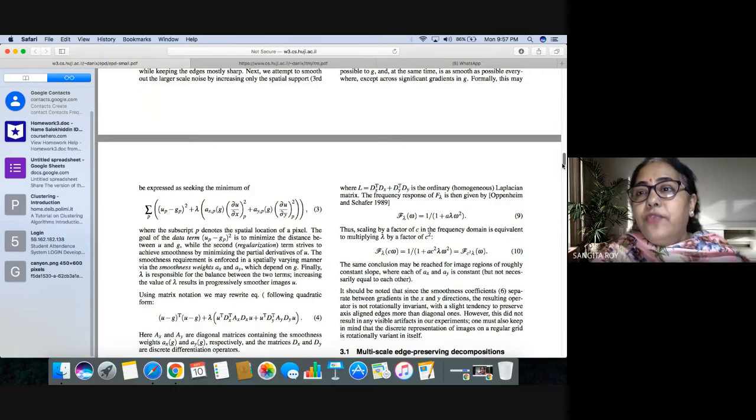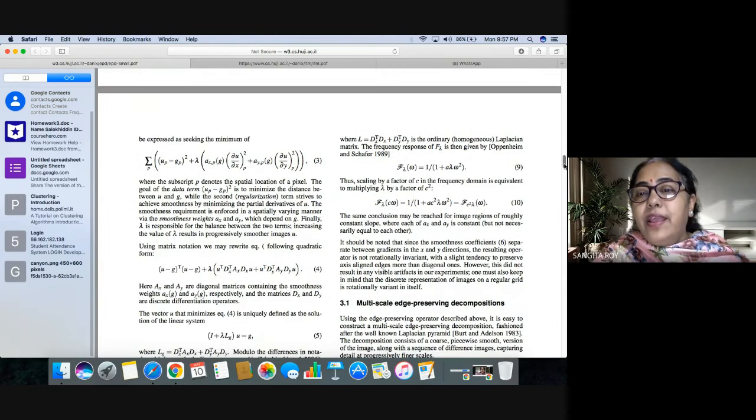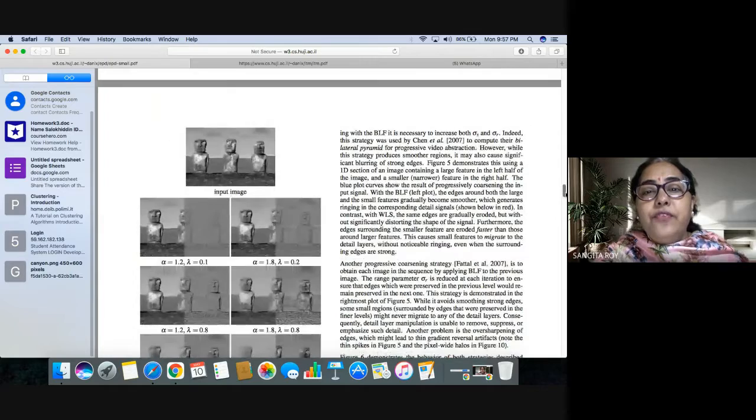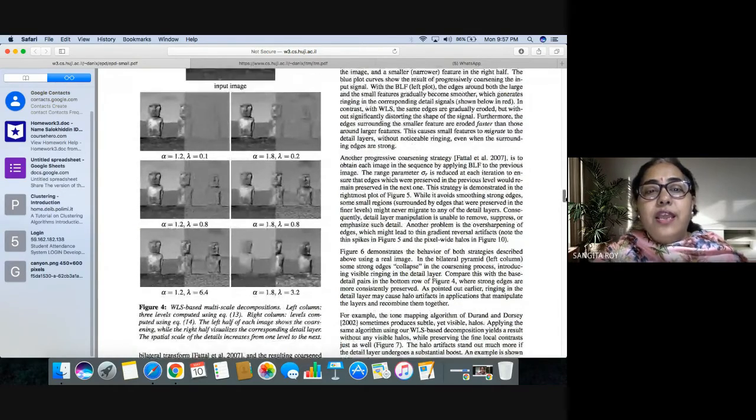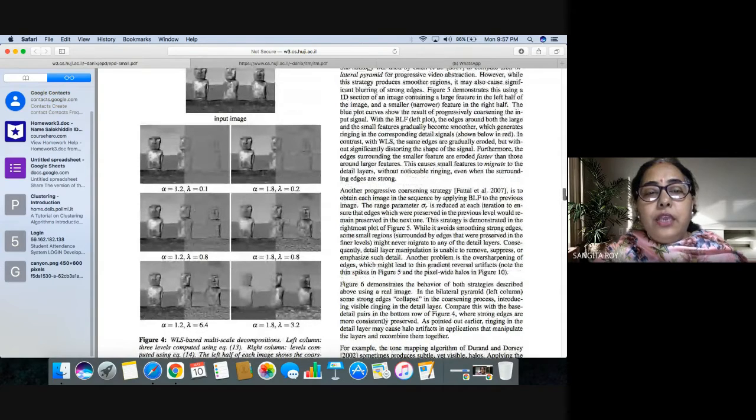So from there we are getting the weighted least mean square, giving the output, preserving edge, and at the same time the output is giving the best result. And by this image, figure 4, we are getting the result.